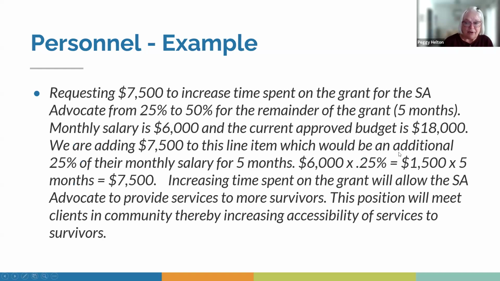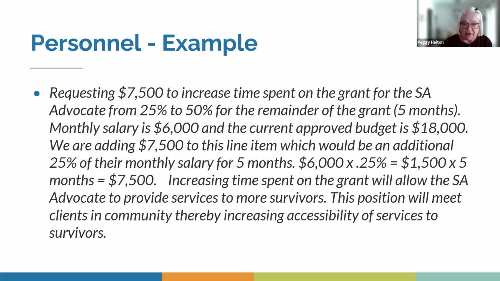And then here's an example. I'm going to go through it pretty slow because it's pretty detailed. So first of all, you want to say how much you're requesting. So you're requesting to move $7,500 into this one line item, which is for the sexual assault advocate, because you're going to increase the time spent on the grant from 25% to 50% for the remainder of the grant. And you've identified that for the remainder of the grant means 5 months to you. It could be 6 months, just whatever that means to you.